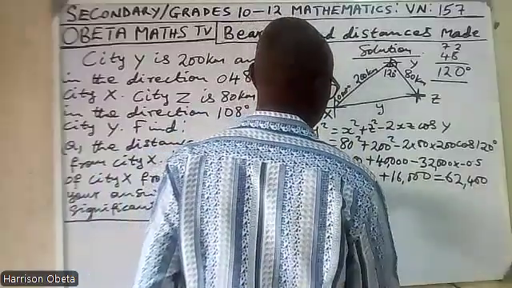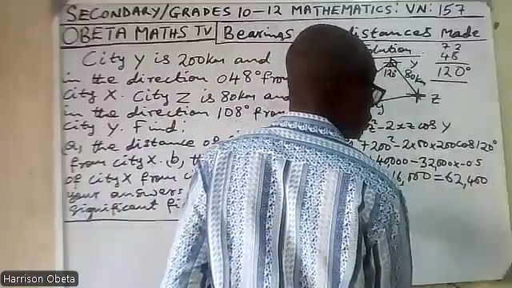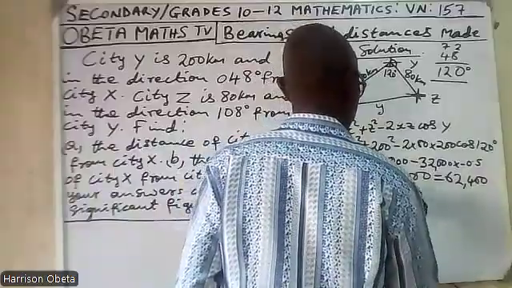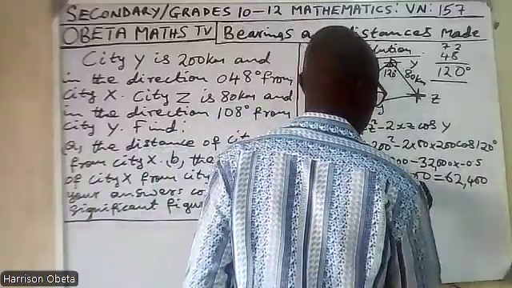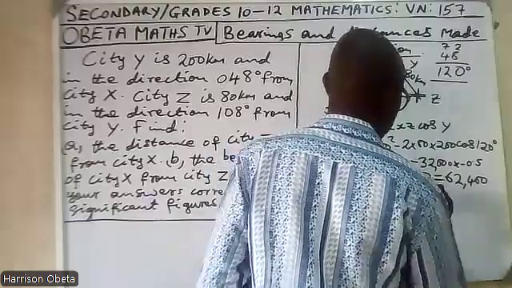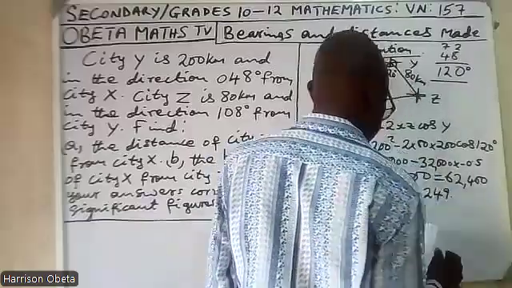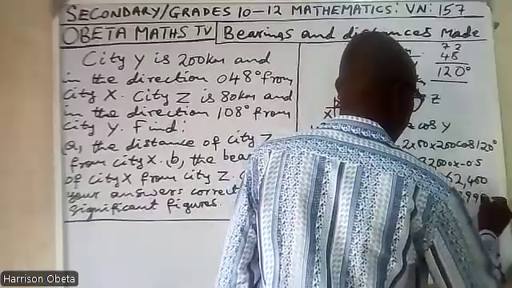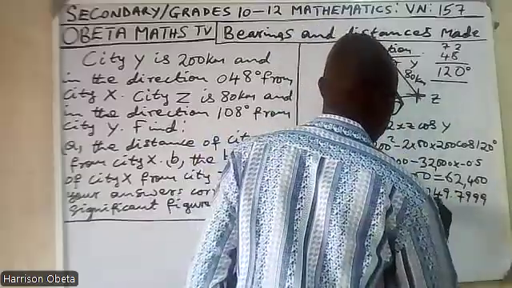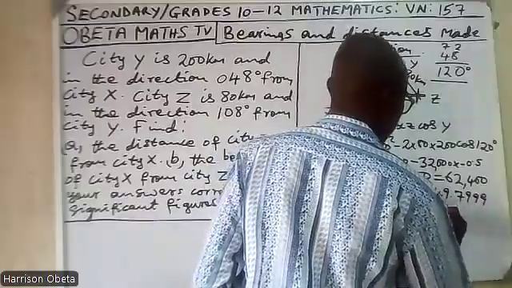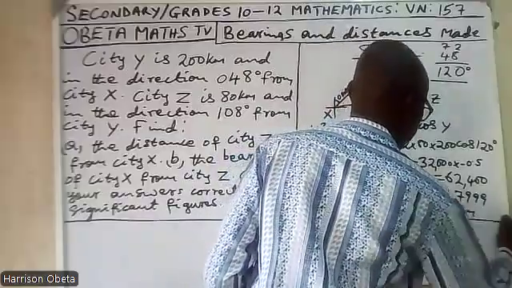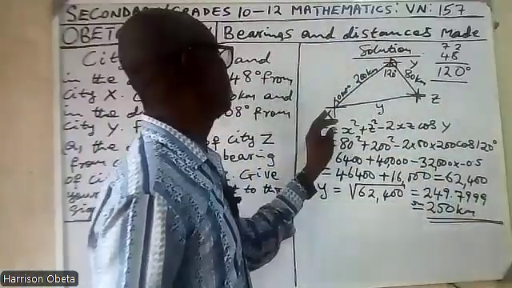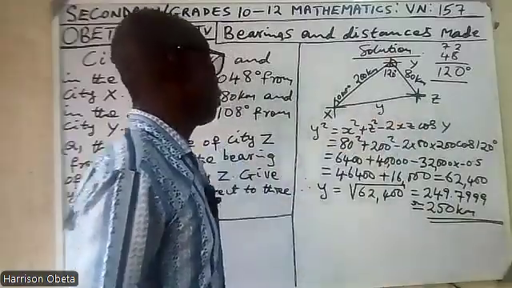And that means to get y, you find the square root of 62,400, which is 249.7999, approximately equal to 250 kilometers. So we have succeeded in finding the distance from x to z, and that is y.